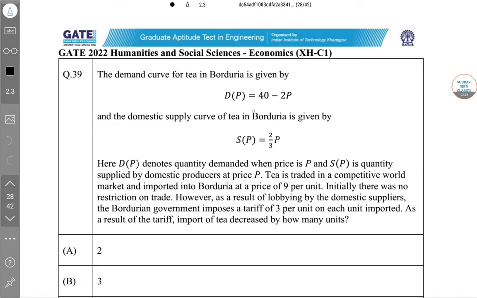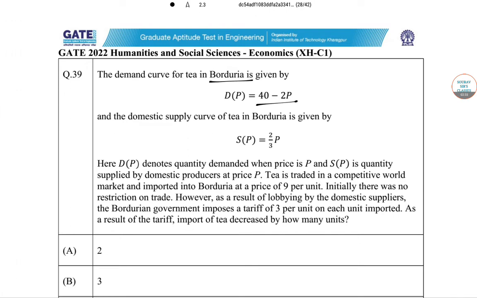The demand curve for T in Borduria is given by this function, and the domestic supply curve is also given by this. D denotes demand, P is price, and S stands for domestic supply. T is traded on the competitive world market at ₹9 per unit. Initially, there were no restrictions on trade. However, as a result of lobbying by domestic suppliers, and the burden on the government, a tariff of 3 per unit is imposed. Imports decrease by how many units?